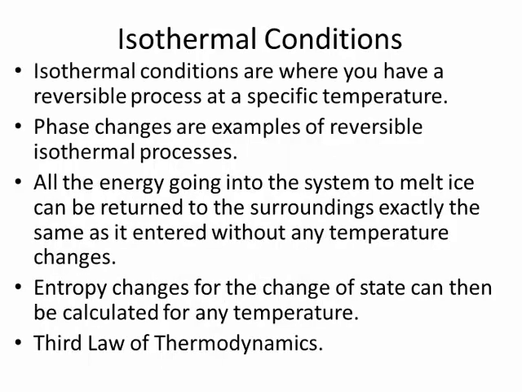When we have a situation where we have a reversible process that happens at a specific temperature, we call that an isothermal process. Phase changes are a perfect example of an isothermal process because the temperature isn't changing and you can go back and forth between the states because they're at equilibrium. All the energy going into the system to melt the ice, if you want to use that as an example, can be returned to the surroundings exactly the same as it entered without any temperature changes at all. So entropy changes for the change of state can then be calculated for any temperature.